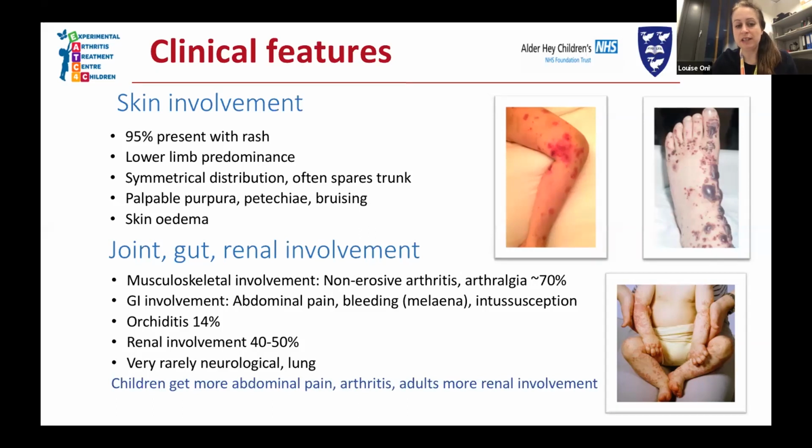Interestingly, in the children, we tend to see much more abdominal pain and arthritis, whereas adults very commonly get much more severe renal involvement, and we don't exactly understand why this is.